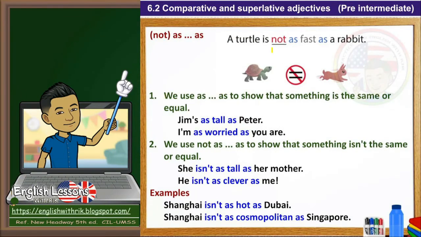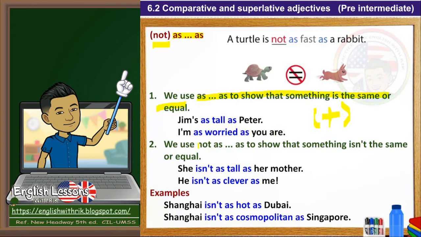As, or not as. We use as to show that something is the same or equal. Jim's as tall as Peter. I'm as worried as you are.